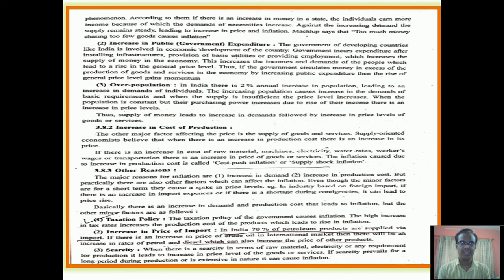Second, increase in the price of imports. In India, 70% of petroleum products are supplied via import. If there is an increase in the price of crude oil in the international market, then there will be an increase in the rates of petrol and diesel, which can also increase the price of other products. So we are dependent on Gulf countries, so if the prices go up and down, it will affect petrol and diesel prices. Scarcity, last point of this chapter. When there is scarcity of raw material, electricity and the requirements of production, it leads to an increase in the price level of goods and services. If scarcity prevails for a long period during production, or is extensive in nature, it can cause inflation. So this chapter ended here.